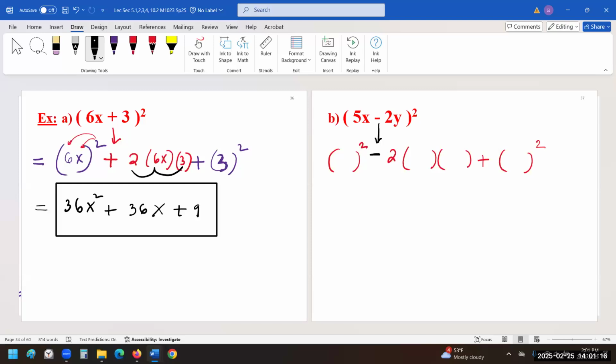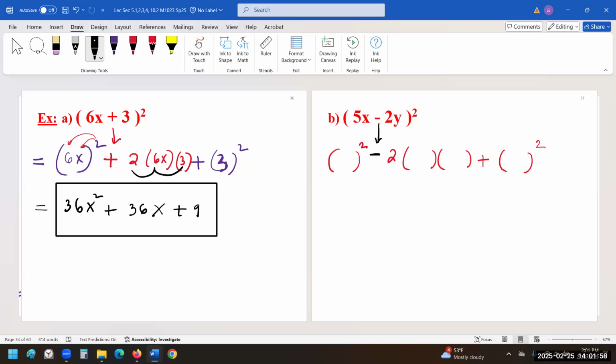Done? What do you have? Tell me the answer. First one? 25x squared. Good, done. And then what do you have? Plus how many y's? Yeah, but here it's 2y whole thing squared, right? So 25x squared plus y plus 4y squared plus 20xy.